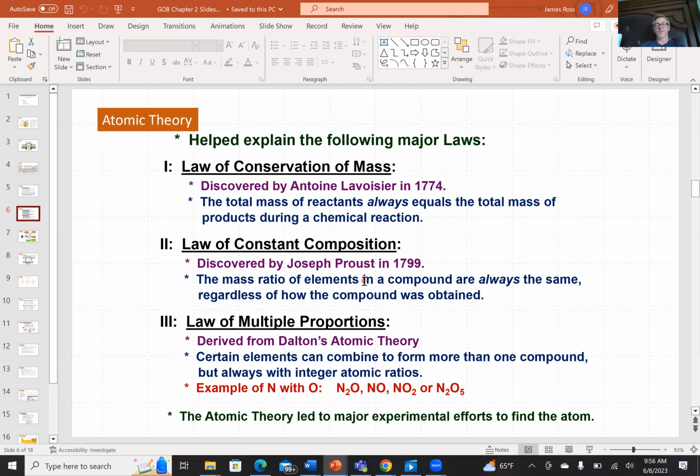Law of constant composition from Joseph Proust. That is to say that elements can combine in whole number ratios or definite proportions. Multiple proportions from John Dalton himself. You can have the same ingredients but with different ratios. So for example, you can combine nitrogen and oxygen in a 2-to-1 ratio, a 1-to-1 ratio, a 1-to-2 ratio, a 2-to-5 ratio. They're always definite ratios, but there are multiple of them. So it's a multiple of constant compositions or a multiple of definite proportions.